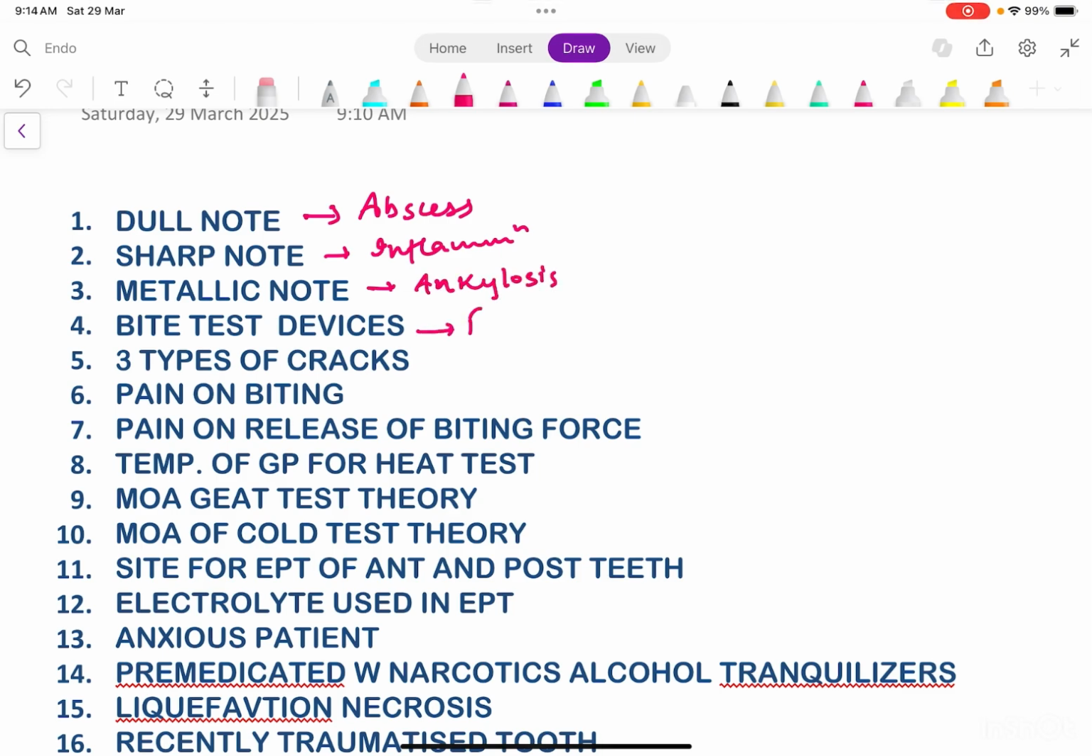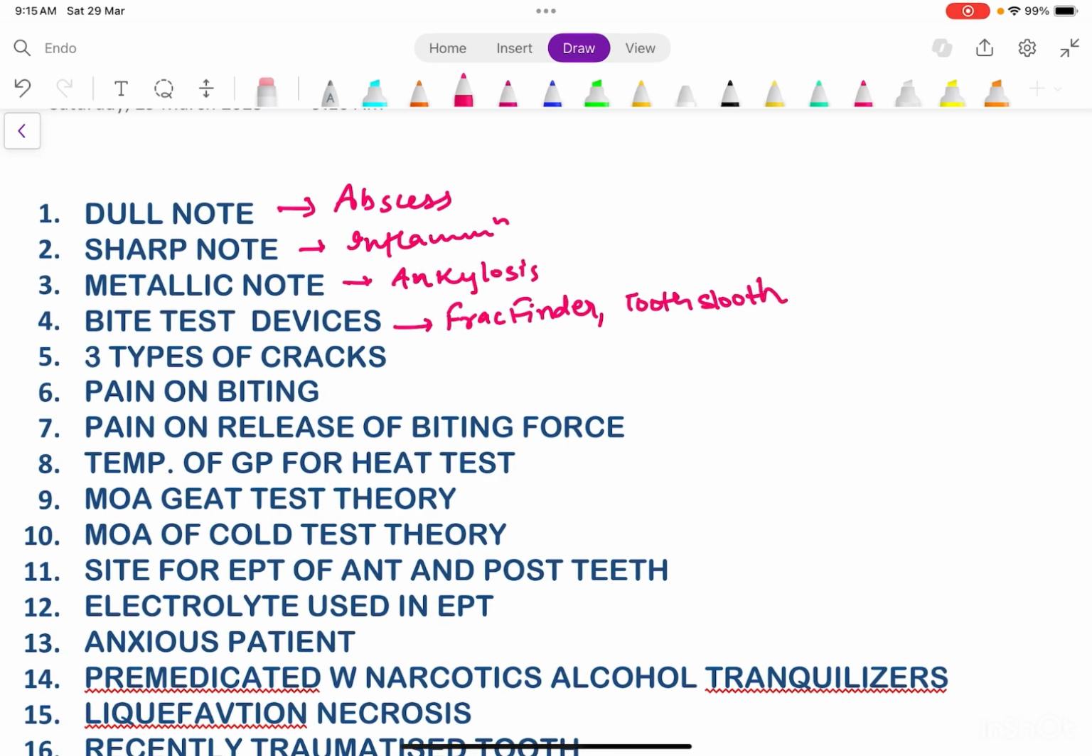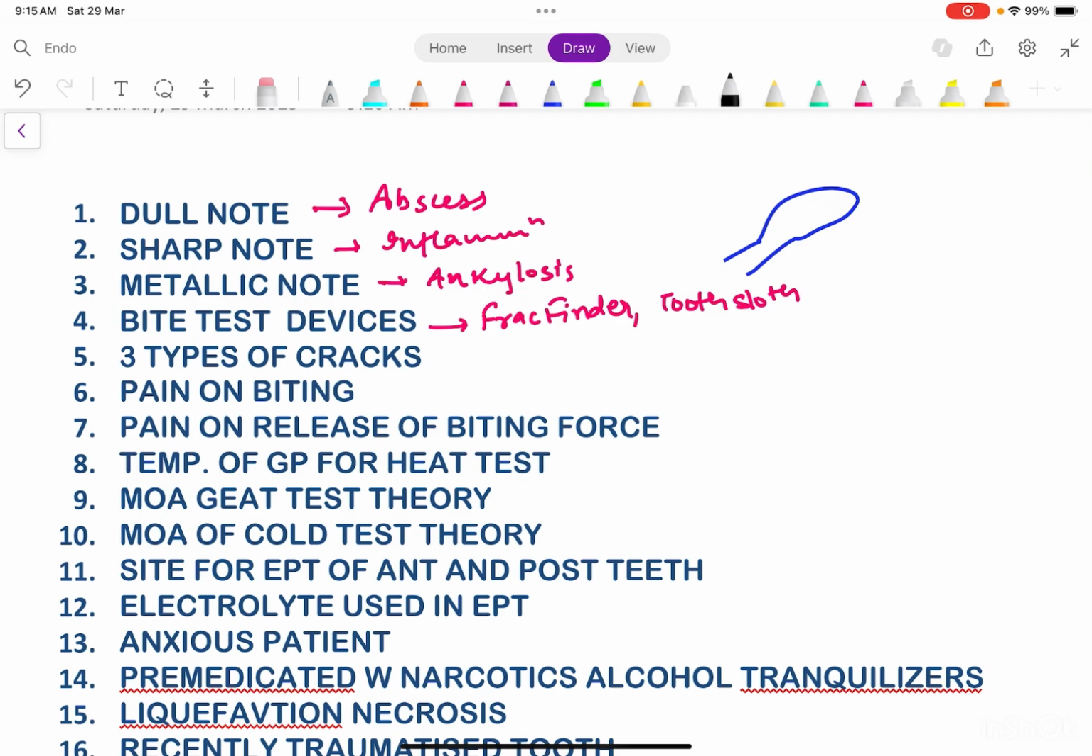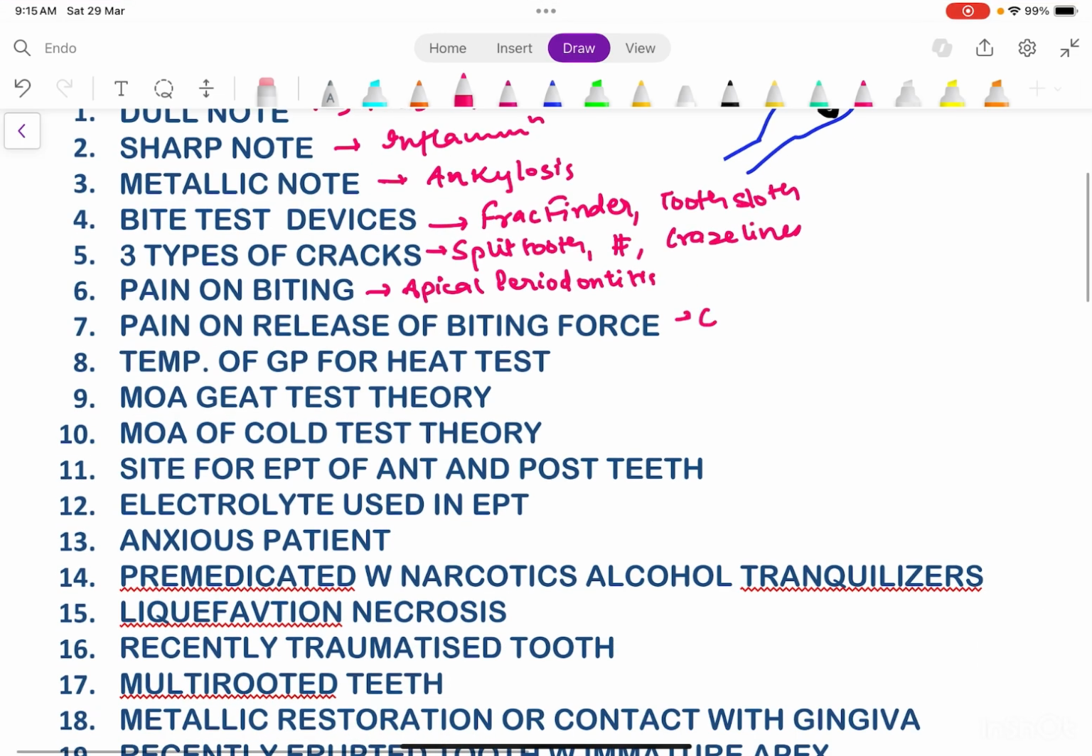Then the bite test devices are Frac-finder and Tooth Slooth. Tooth Slooth is something like a blue thing with a point on it. Coming on to the three types of cracks: split tooth, fracture, and craze lines. Pain on biting is apical periodontitis, and if there is pain on release of biting force, it is cracked tooth syndrome.